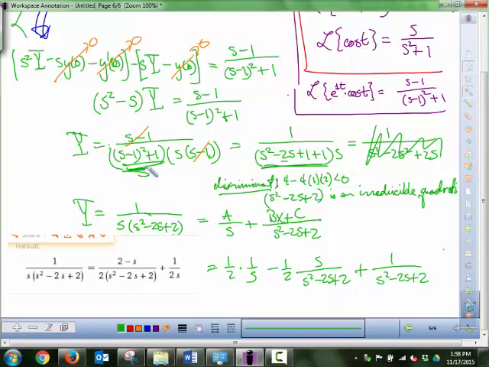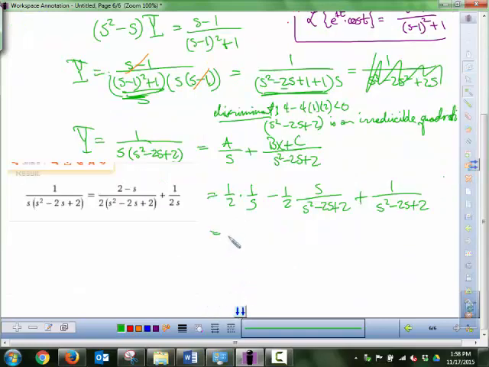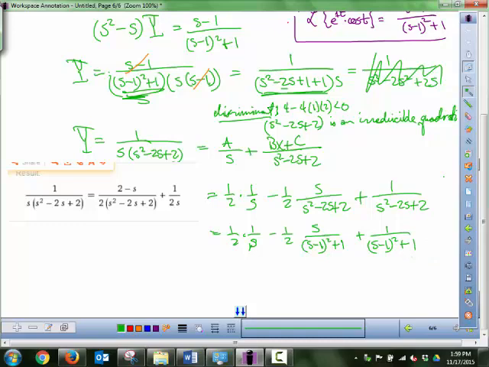Okay? So let me rewrite it again. 1/2 times 1 over s. We can translate that. Now, I know that's 1, isn't it? Minus 1/2 s over s minus 1 squared plus 1, plus 1 over s minus 1 squared plus 1. Yeah? Are we ready to transform it back?